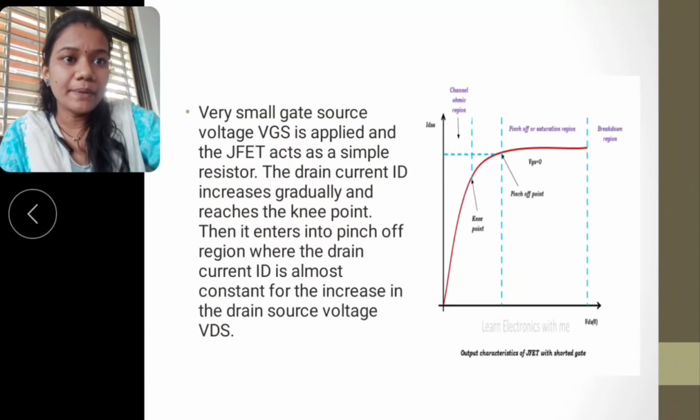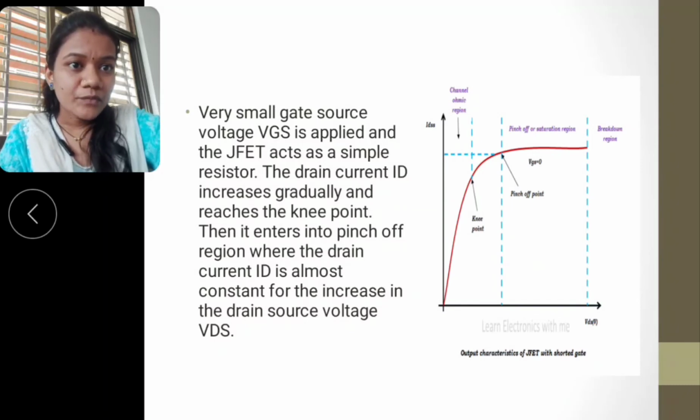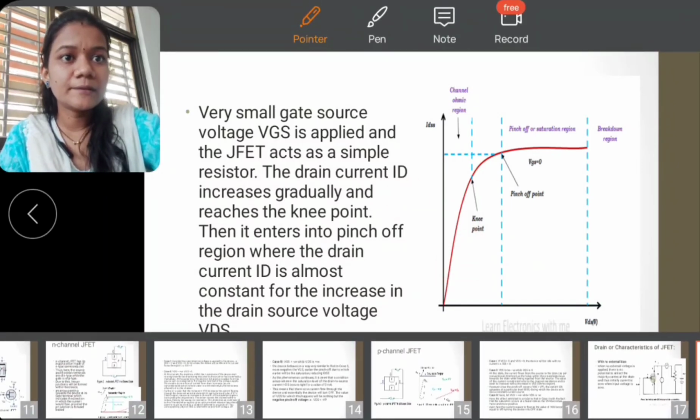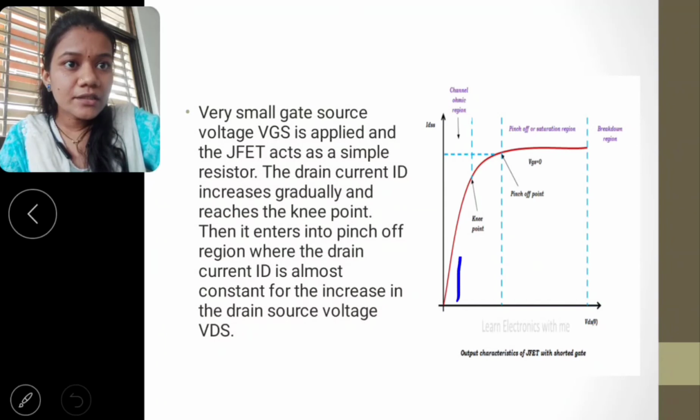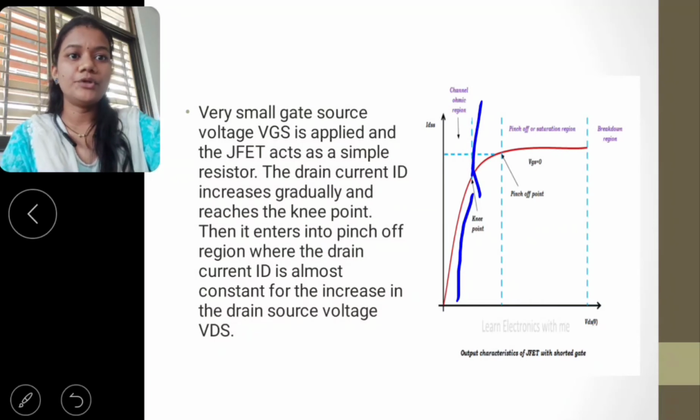Then when we apply a small gate to source voltage to the JFET, it will act as a simple resistor. So that time what happened, your drain current ID increases gradually, okay. This is nothing but the gradual increase in the drain current, and it reaches the knee point. This is nothing but the knee point, okay.